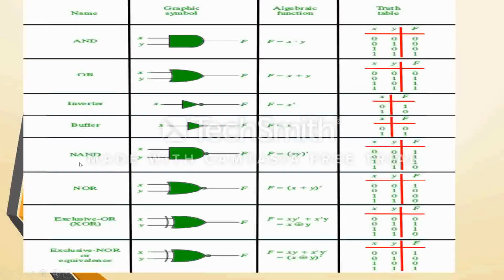Then coming to NAND gate, buffer is nothing but whatever input you are going to give, that will be obtained as the output. Then NAND gate is also called a universal gate, as well as NOR gate is also called a universal gate. How do we obtain NAND gate?